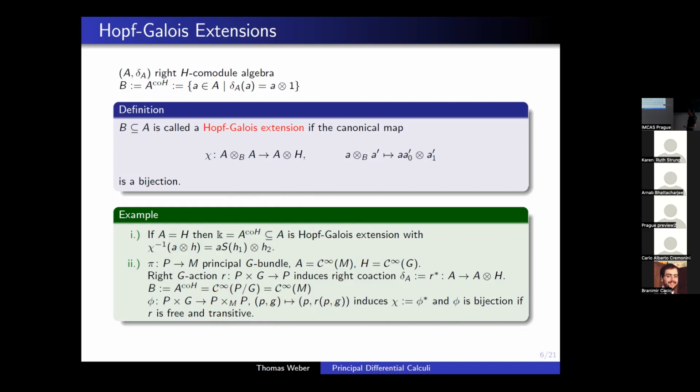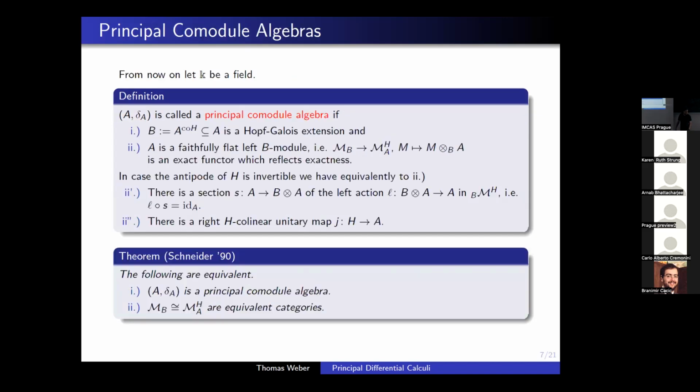So this somehow motivates that Hopf-Galois extensions are more general than principal bundles, and we want to think of them as kind of quantum principal bundles. But there's something that we are missing, and this missing part, before we can call it a principal bundle, is faithful flatness. So we are making the following definition.